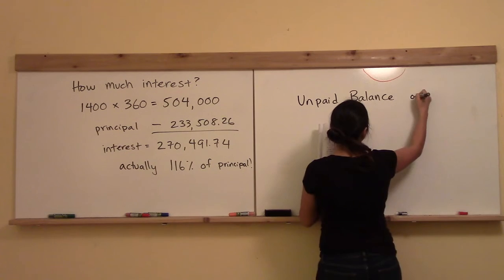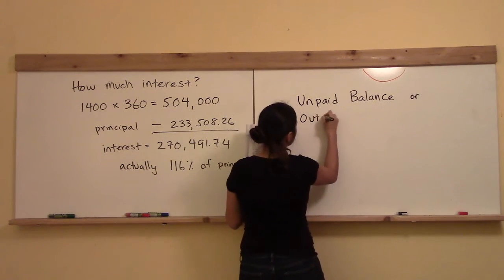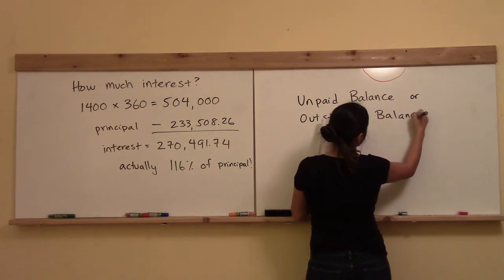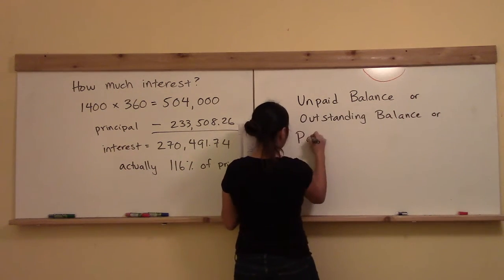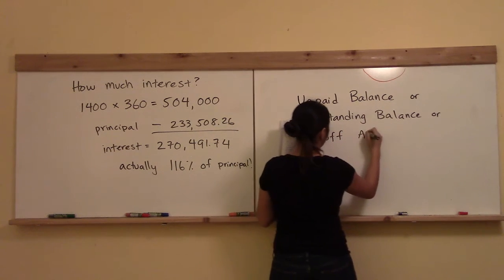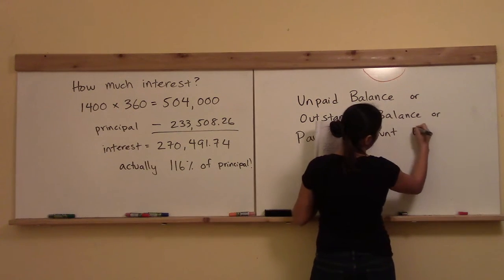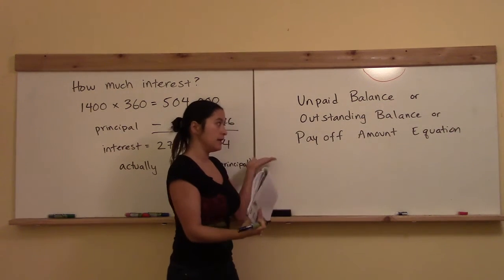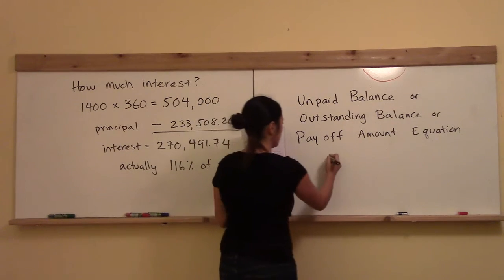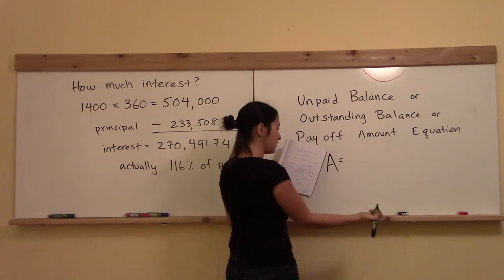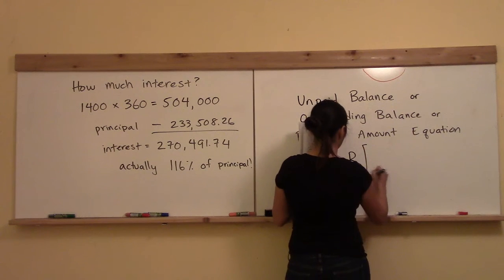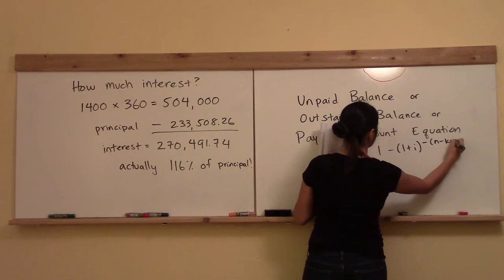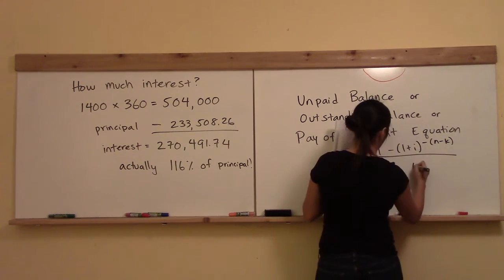Unpaid balance, or outstanding balance, some people call it that. Or some people call it payoff amount. There's a lot of different names for the same thing, but in the end, it's just one big equation. Okay, so this is going to be the equation for the unpaid balance, outstanding balance, payoff amount, whatever they want to call it. The amount that you have left to pay is equal to R times 1 minus 1 plus i raised to the negative n minus k, divided by i.